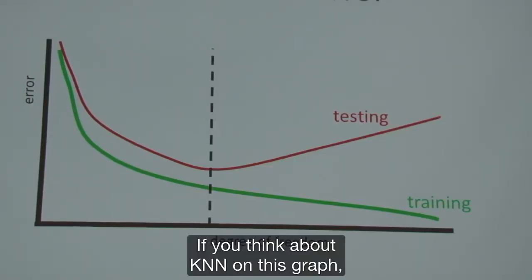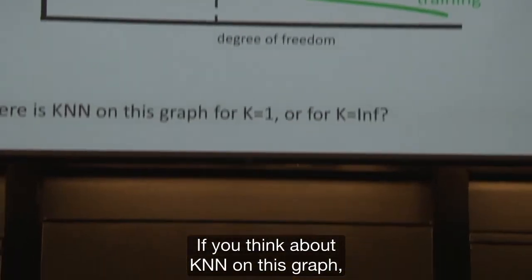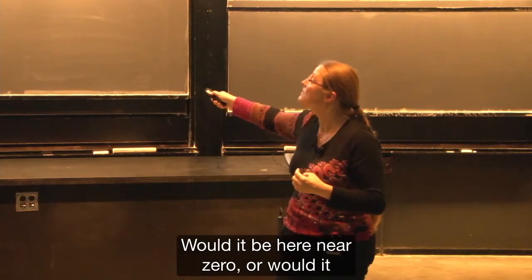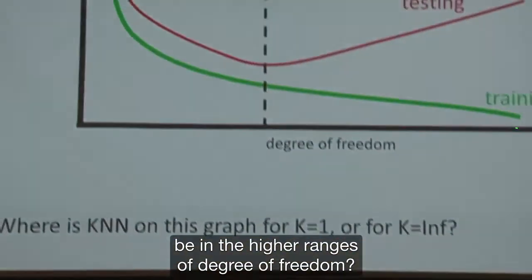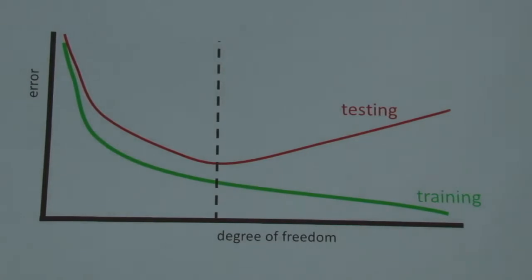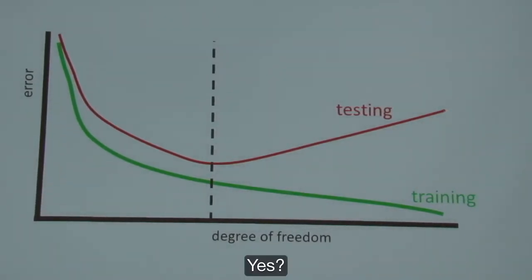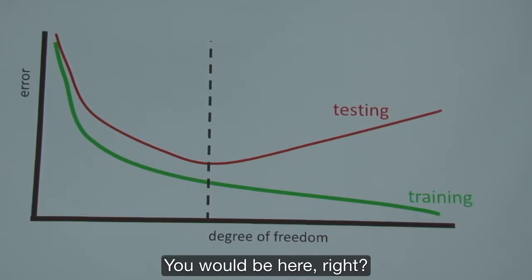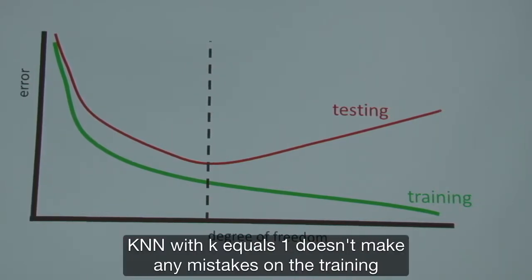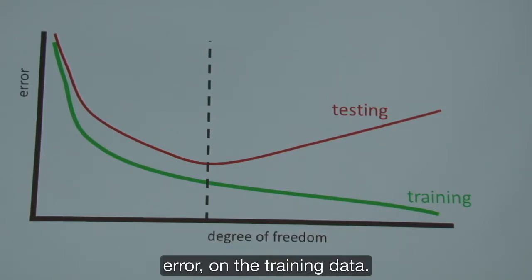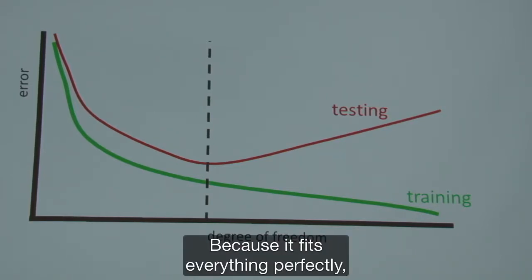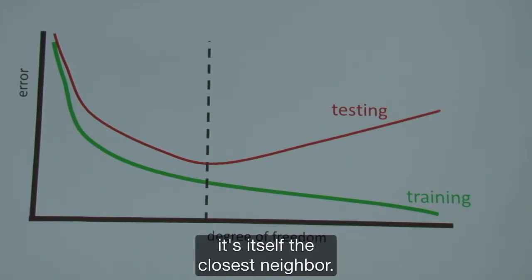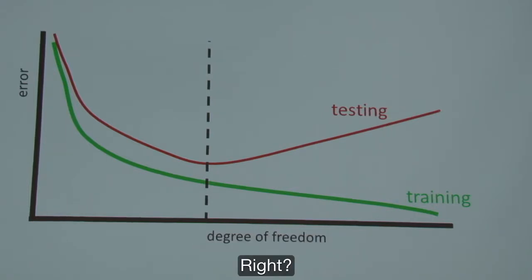If you think about KNN on this graph, where would it be for K equals 1? Would it be here near 0, or in the higher ranges of degrees of freedom? Yes, I think it'd be in the higher. High, yes. You would be here. KNN with K equals 1 doesn't make any mistakes on the training data. It classifies everything perfectly, because for each training point in your sample, it's itself the closest neighbor.